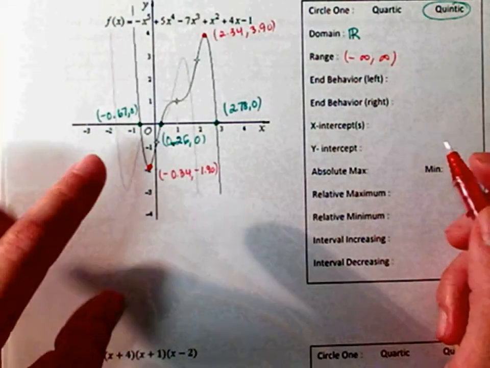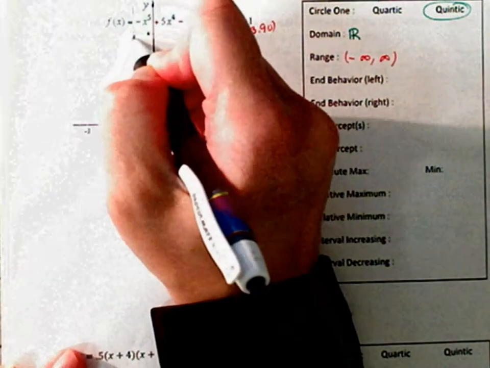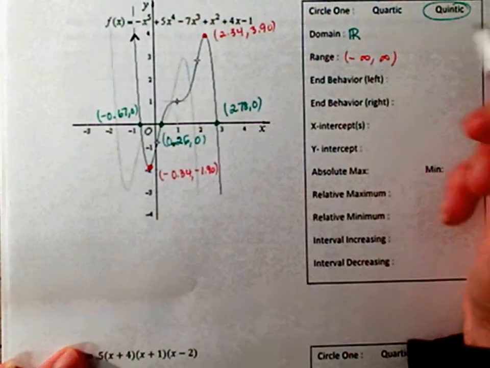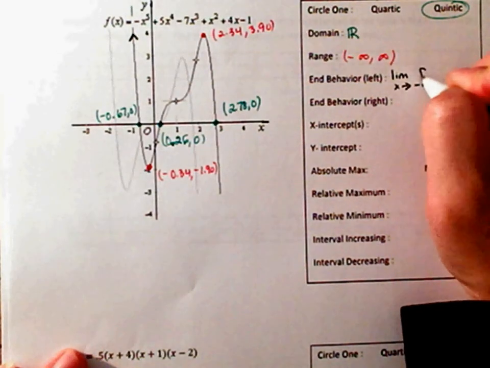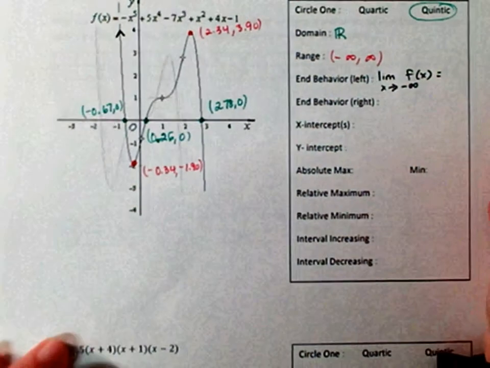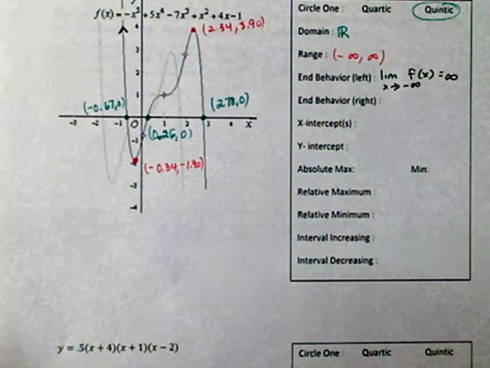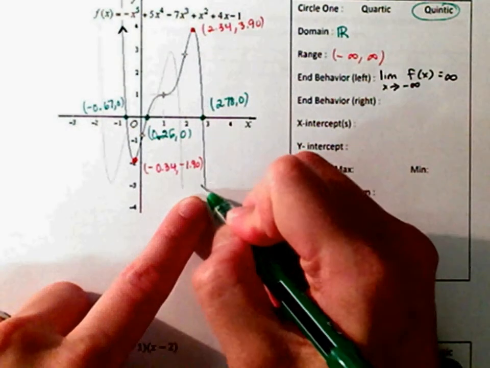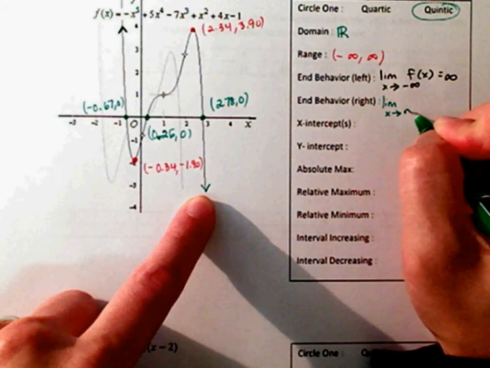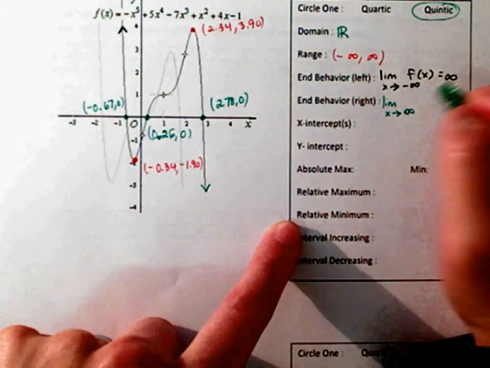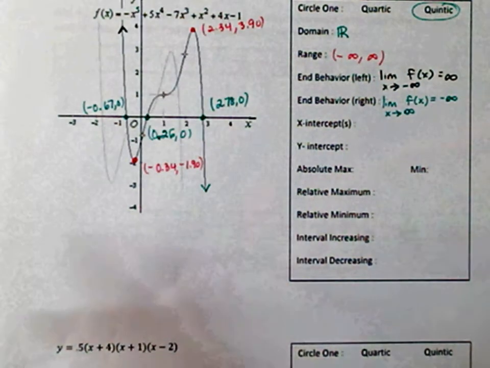Your end behavior. So you are looking at this end behavior right here. Okay? So I'm going to write limit, x is approaching negative infinity. As it is approaching negative infinity, it's going north. Right side, right here. This one is going to the right, and that's positive. As it's heading to the right, it is heading down, so that makes it negative infinity.